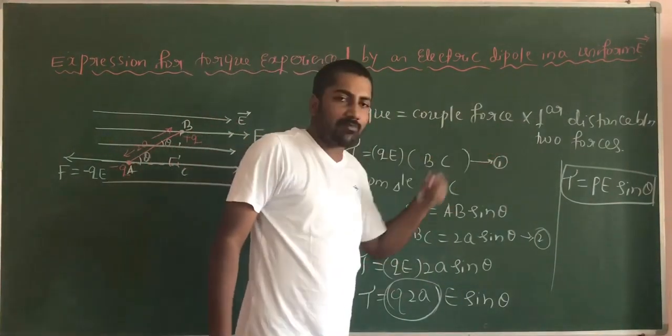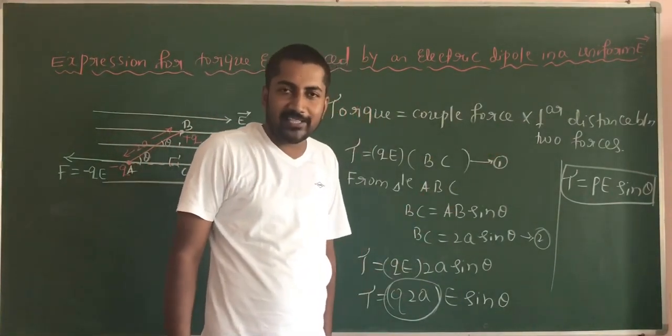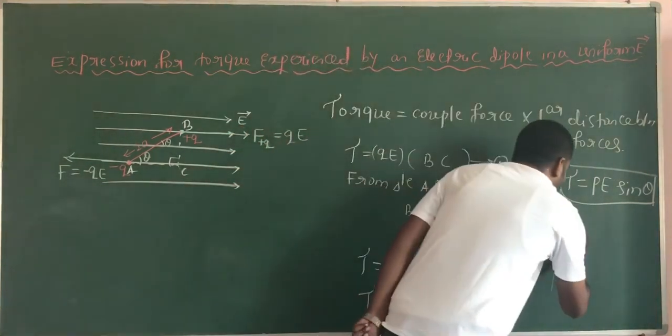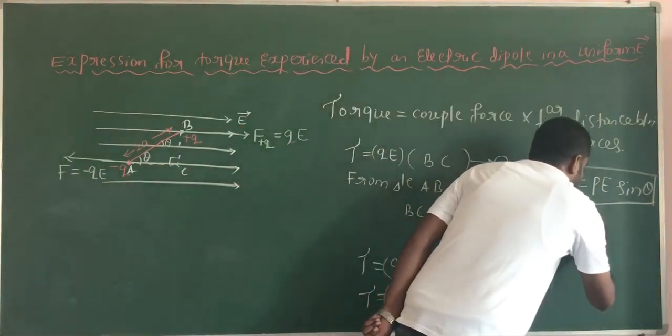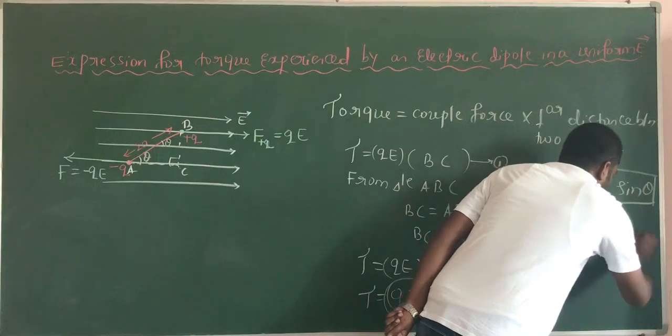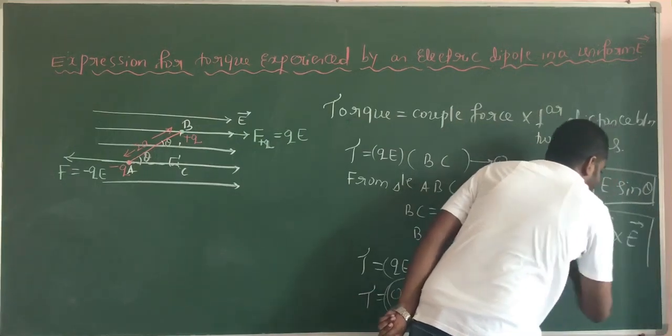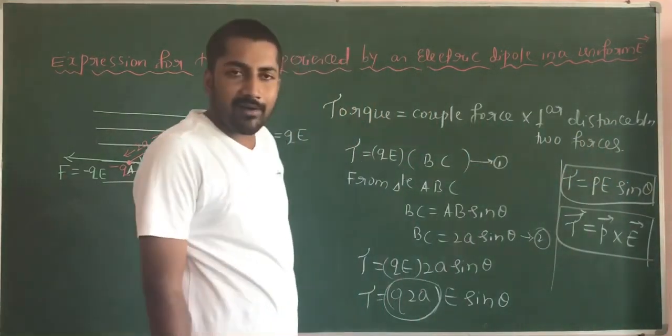It is in the form of A cross B, and A cross B is equal to AB sin theta. Now you get vector torque is equal to vector P cross vector E. Tau is equal to P cross E.